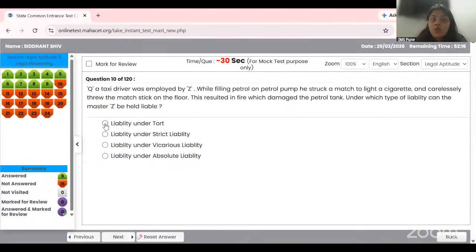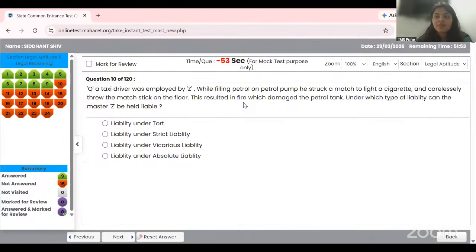Chalo, moving forward to question number 10, where a taxi driver was employed by another person, and while filling petrol on the petrol pump, he struck a match to light a cigarette and carelessly threw the matchstick on the floor, which resulted in fire and damaged the petrol tank. What kind of liability is there for the master, right?